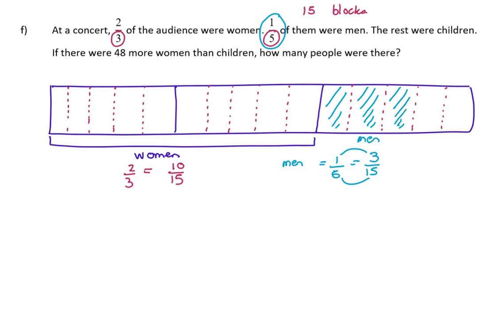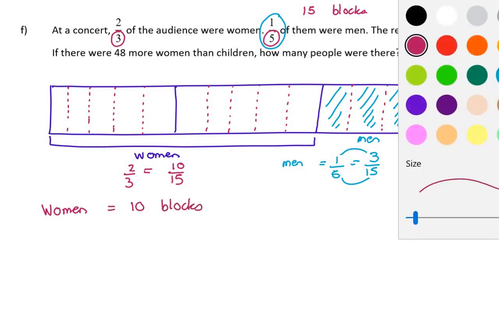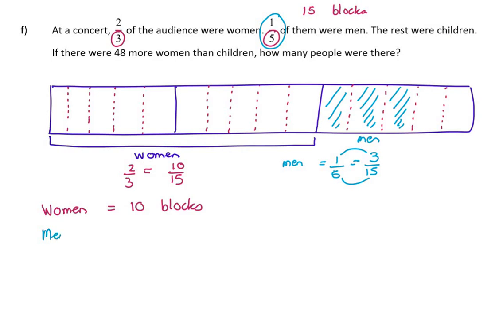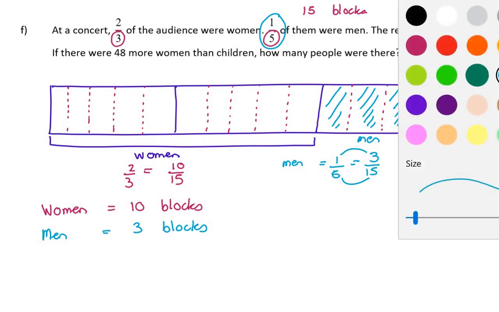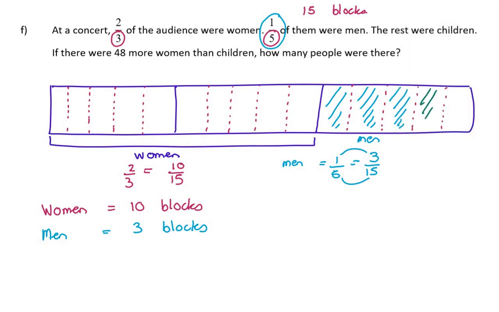So there's my men. So far, what have I got? I've got women, which represent 10 blocks. I've got men, which represents 3 blocks. And so how many leftovers do I have? I've got 2 blocks left over. And what does it tell me? The rest were children. So these 2 blocks here in green are my children. So my children are 2 blocks.